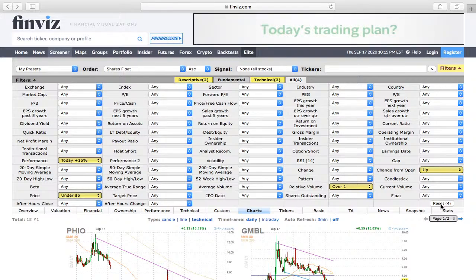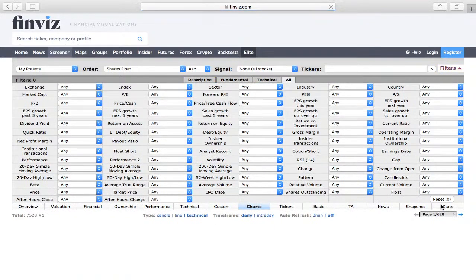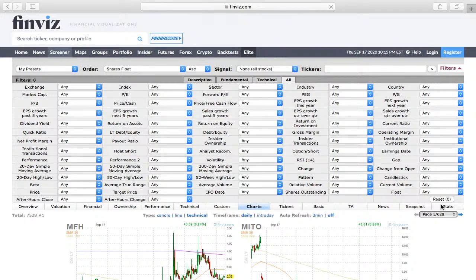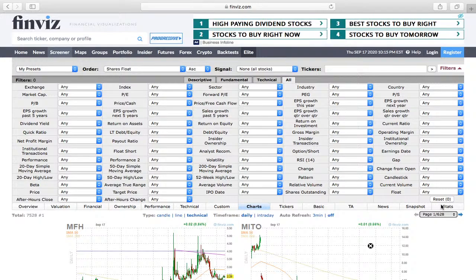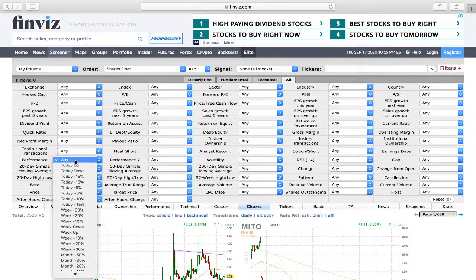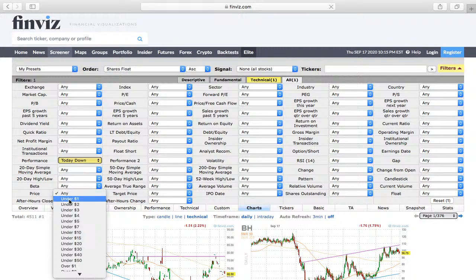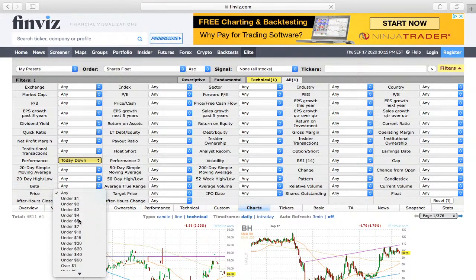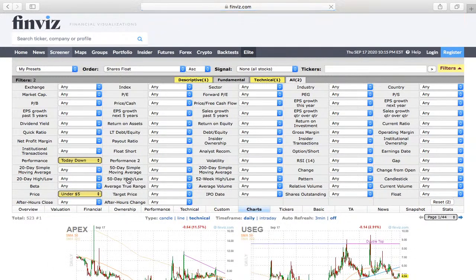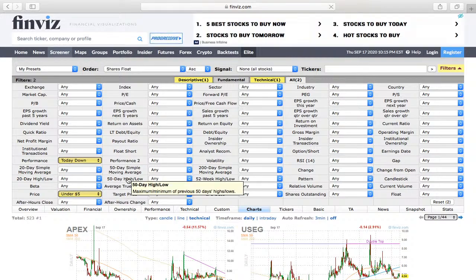So we're going to reset that. Let's look for a bounce play. Who here knows what a bounce play is in the chat? Down under $5 while I set this up. Who can tell me what a bounce play is? We'll give 1 ticket for that. Whoever explains it the best.